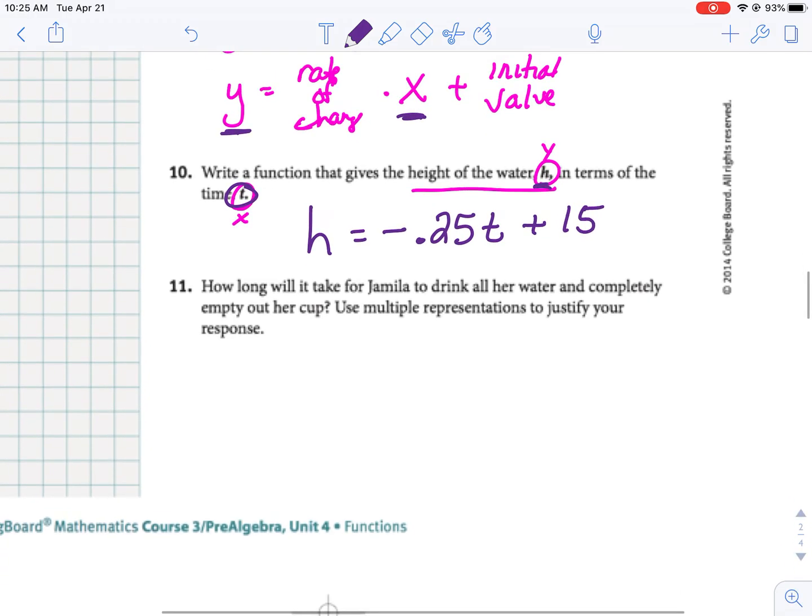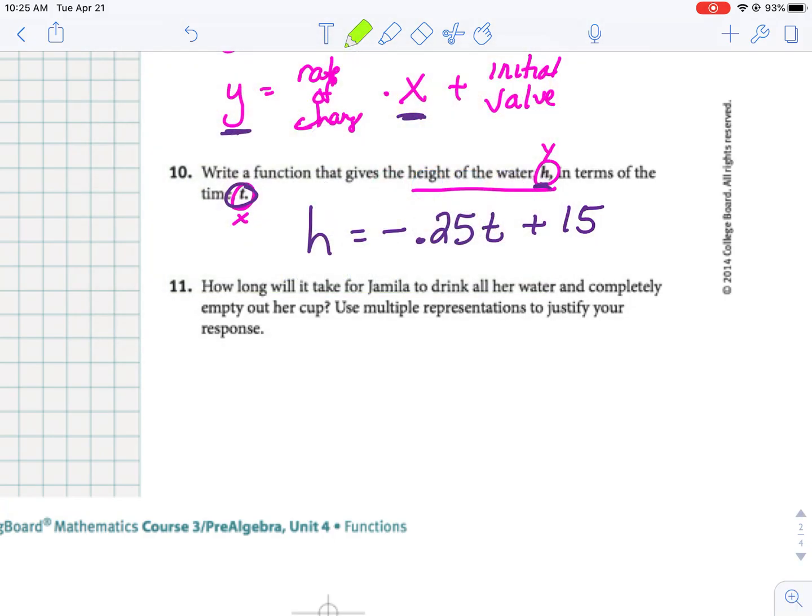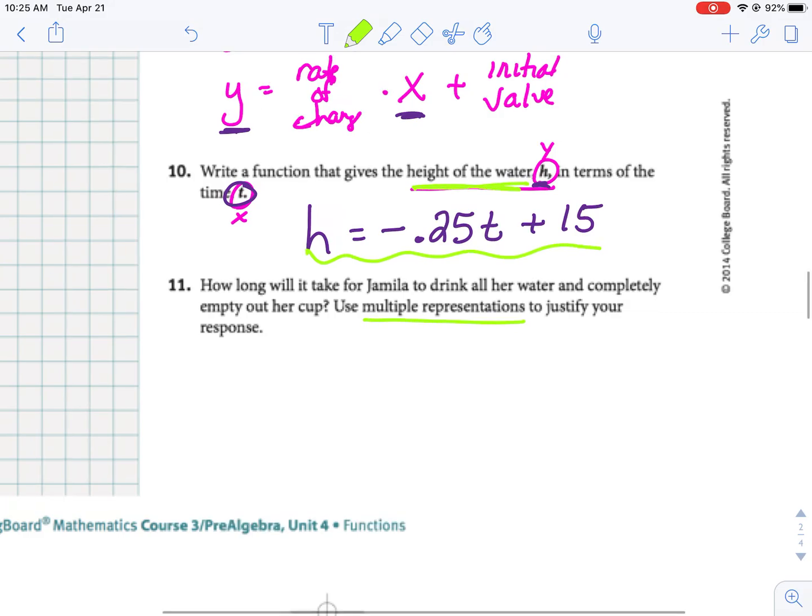All right, so number 11 says, how long will it take for Jamila to drink all of her water and completely empty her cup? So we're going to do this a couple different ways because it says use multiple representations. And the first way that would make sense, since we just wrote that equation, is to use the equation. Okay, h stands for the height of the water. And we know that if she drinks all of her water, there's no water left. So that height would be 0. And then we get 0 equals negative 0.25t plus 15. And then all we have to do is solve that equation.